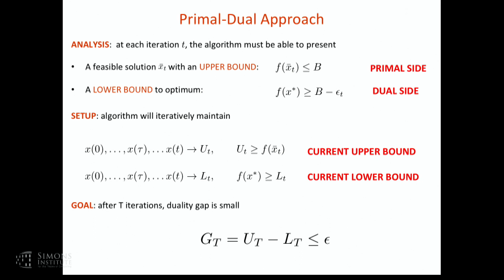You can actually explicitly maintain these upper bound and lower bounds. I'm going to call them UT and LT. And notice that UT may be the function value at x bar. It might also be something else. It might be a relaxation of it. So in some sense, what we'll see is that our choice of what we call upper bound and lower bound is going to determine what our algorithm looks like. And eventually, we want to show statements of this kind. The duality gap, which is upper bound minus lower bound, is less than epsilon for some large enough t.